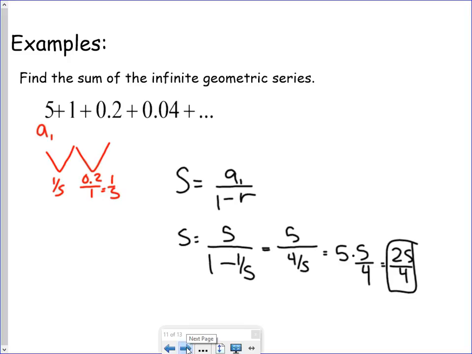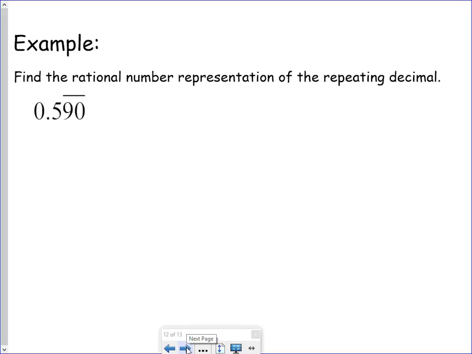There's one example that I want to look at. Find the rational number representation of the repeating decimal. This is a really interesting problem, because if you have a repeating decimal, how can you ever write it as a fraction? Well, you can use series, or infinite geometric series. So how do we use the infinite geometric series to write this repeating decimal as a rational number, or as a fraction? Here's the thing you have to remember.